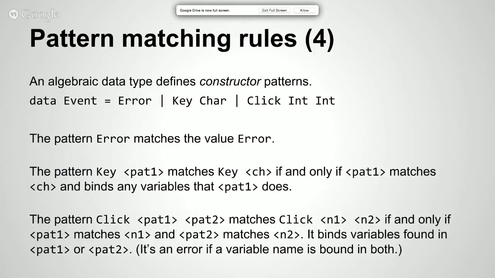So click pat1, pat2, it does the same thing. It has 2 patterns to check and 2 values to check, the 2 values in the click constructor. The only thing that is new is that if there's a variable bound in both pat1 and pat2, like the pattern click x x, then that's an error because it says I can't call both these things x. Now if you want to stipulate, okay, I want to match a click where the 2 values are the same, you'll do that with a Boolean guard, which I'll show you next.